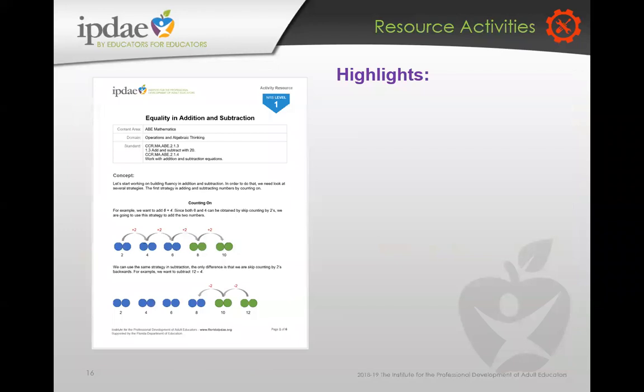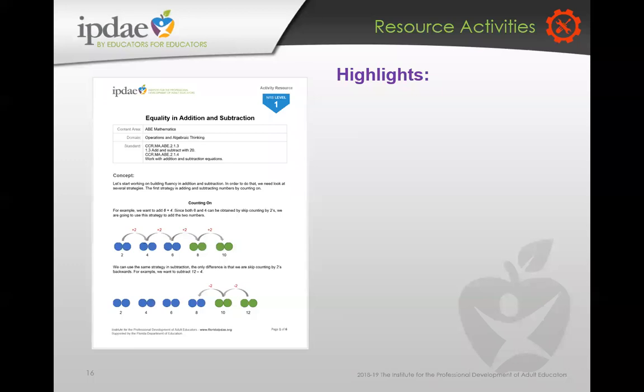Now let's look at another component that will help you target instructional content. The newest resource that we've added to the Matrix suite is the resource activities. I have an example right here in front of you, on the left side. It's a document between 2 to 7 pages, and they always target one specific cell of the matrix. In this case, it's targeting NRS level 1, equality and addition and subtraction.